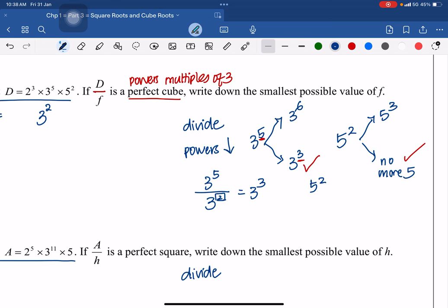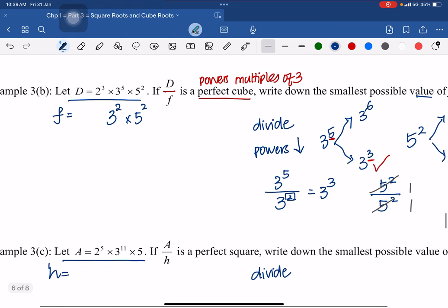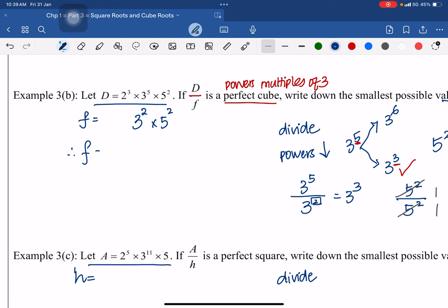So 5 squared, there are 2 factors on top. What do I need to divide so that there is no more 5? So I need a 5 squared as well, right? So that I can cancel out these 2. There will be totally no more 5. So in this case, I will have another 5 squared. They want the smallest possible value of f. Therefore, f equals 9 times 25, which is 225. Have you gotten the concept?